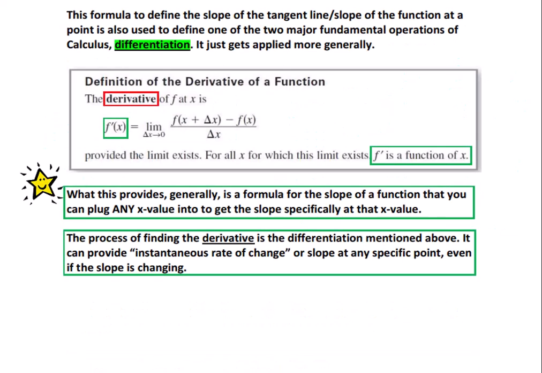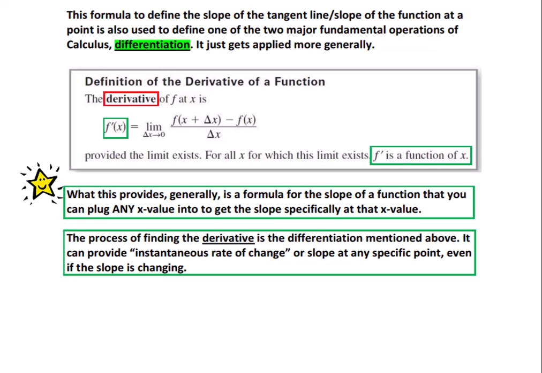Now in calculus, there's two big operations going on, major categories. One of them is differentiation. That's what we're looking at here. And the other is going to be called integration. They do two different things. So we're looking at differentiation right now. And the process we just went through is called finding the derivative of some function at some value x.